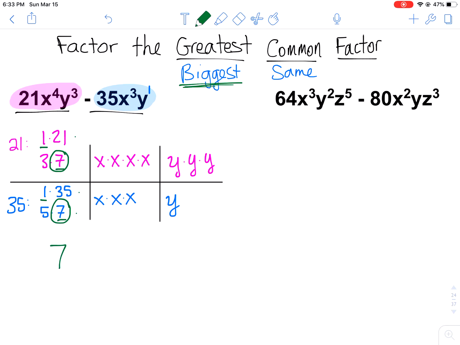So we have 7. And then if we look at our x's, we have 1, 2, 3 x's in common. Now recircle those. 1, 2, 3. So 7x^3, because we only count those x's one time. Then we're going to pull out 1 y, because that's the most y's we can get from both of them.